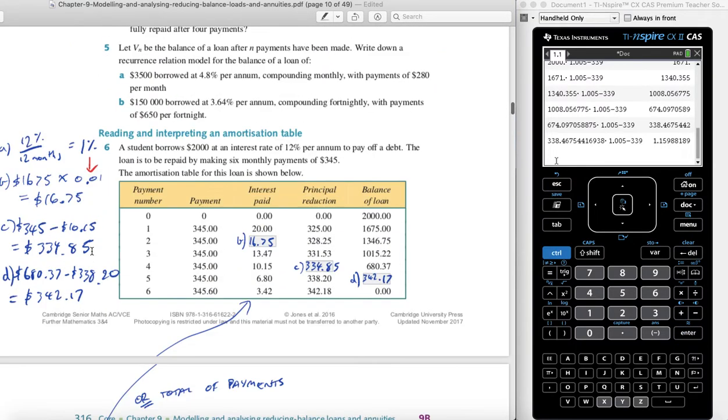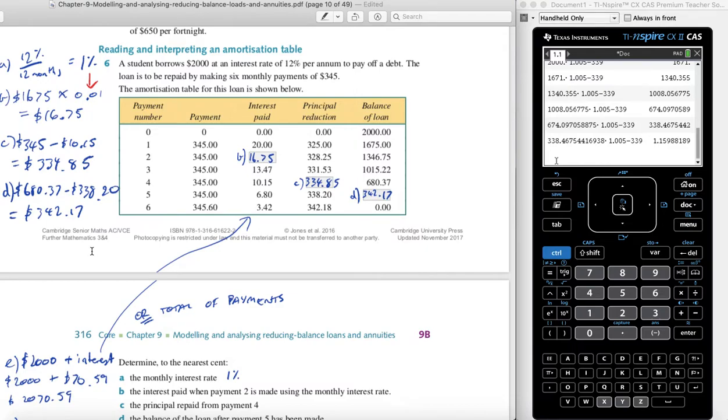And the last one I want to show you is reading and interpreting one of those tables. A student borrows $2,000 at an interest rate of 12% per annum to pay off a debt. The loan is to be repaid by making six monthly payments of $345. The table for this loan is shown below. So what we've got here is this. Let's have a look at these questions.